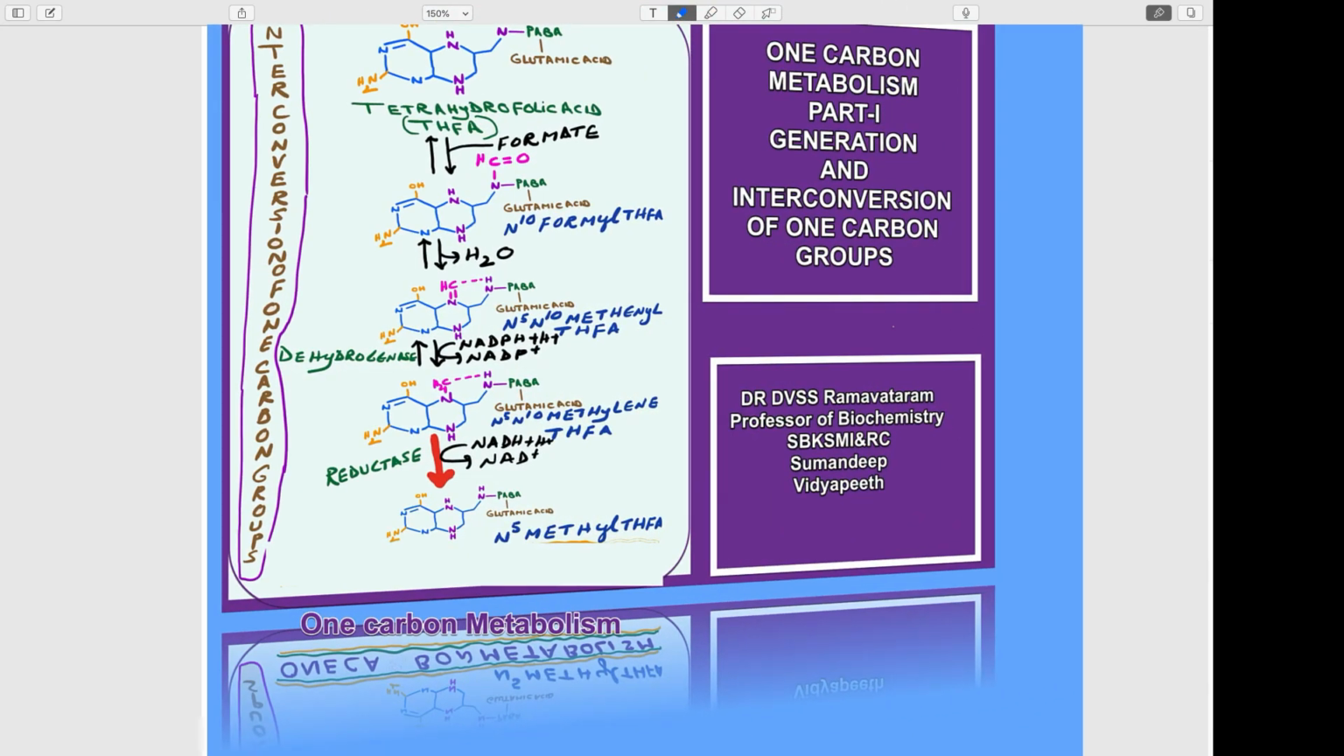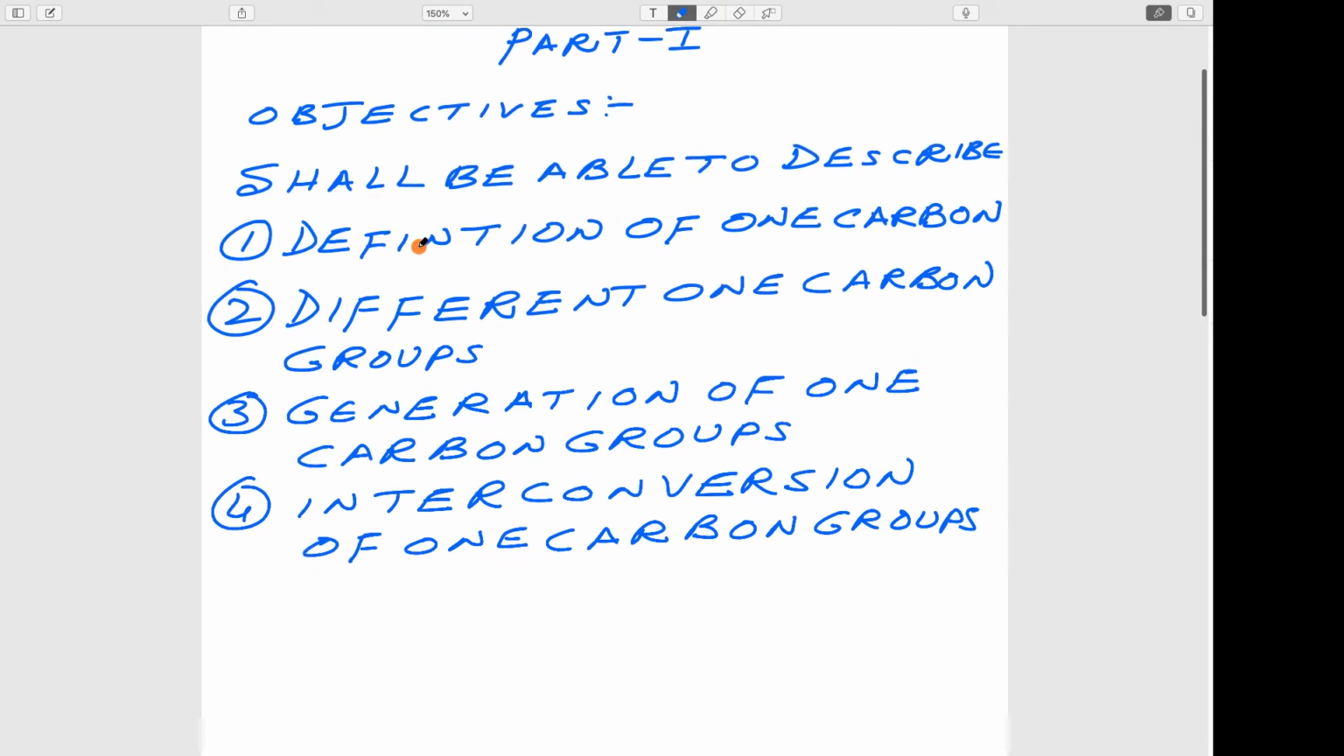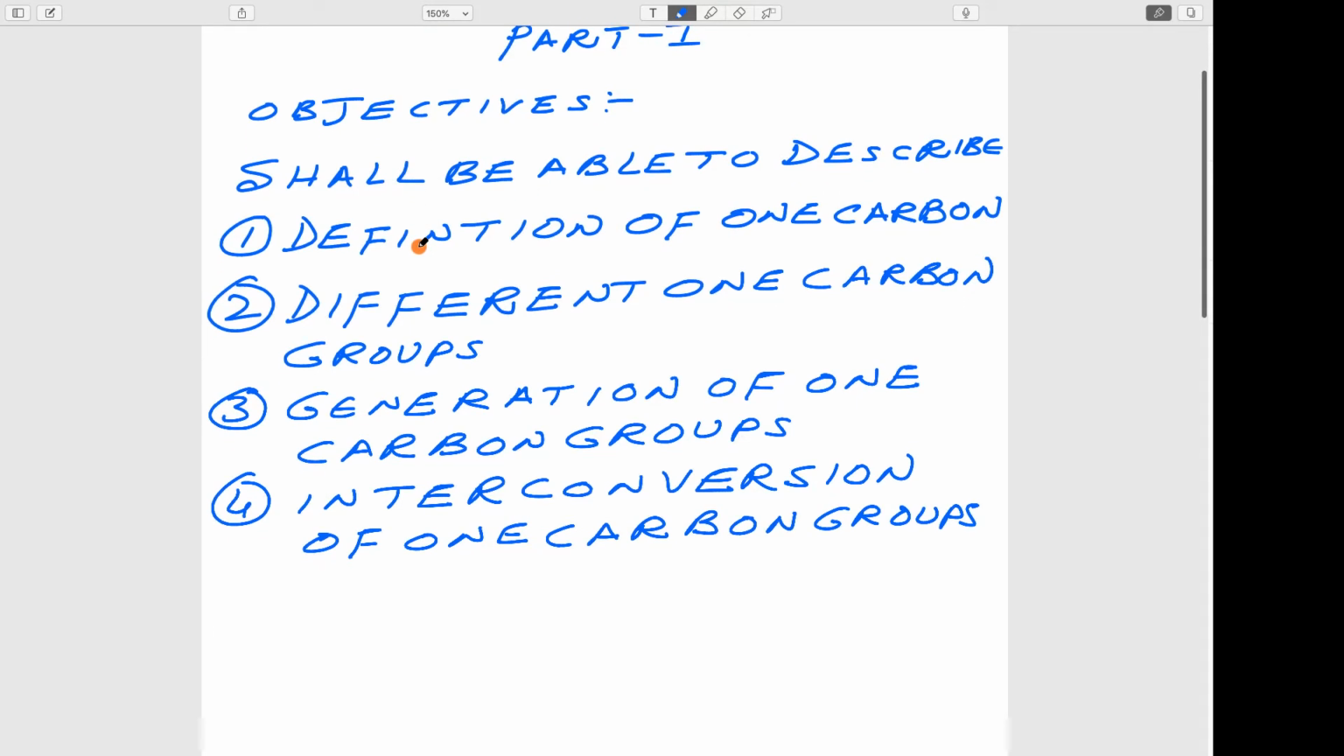In this session, I'll be discussing one important aspect of amino acid metabolism, that is 1-carbon metabolism. I'll be discussing in two parts. Part 1 is about how the 1-carbon groups are generated and how they are interconverted. At the end of the session, the learner shall be able to describe the definition of 1-carbon groups, different 1-carbon groups, generation of 1-carbon groups, and interconversion of 1-carbon groups from one group to another.